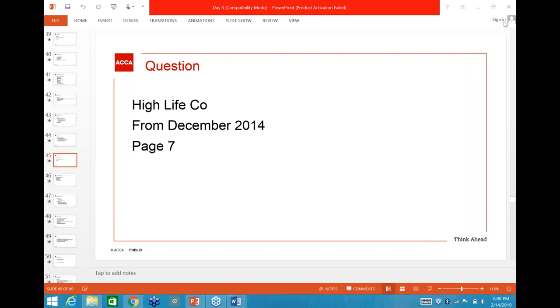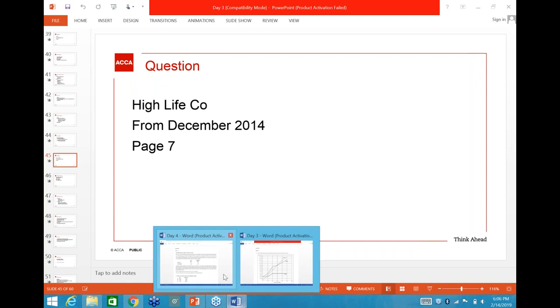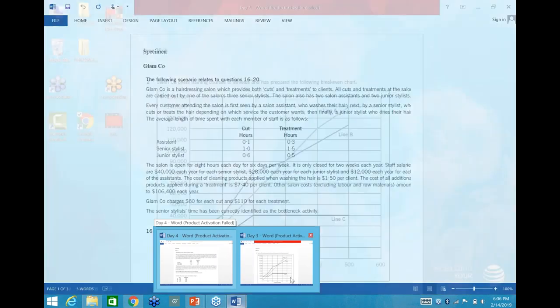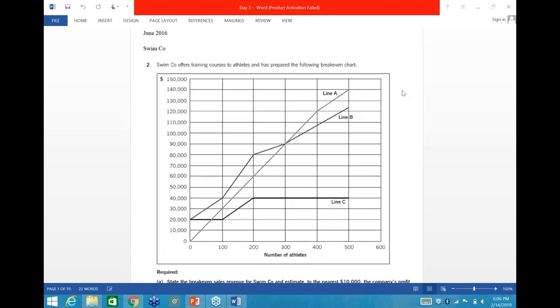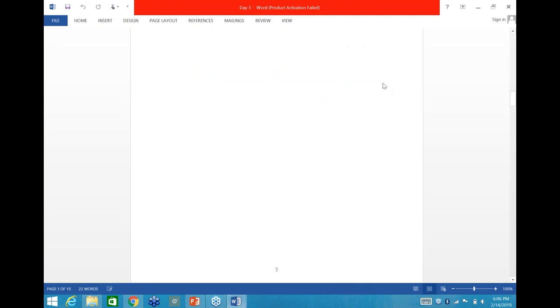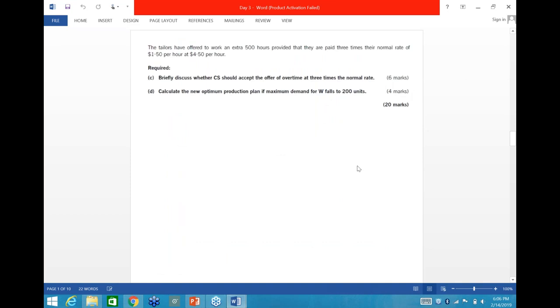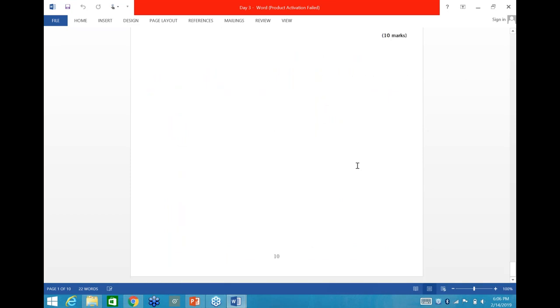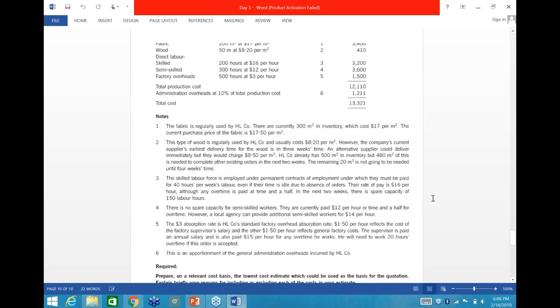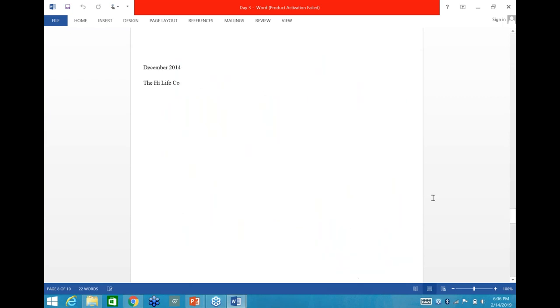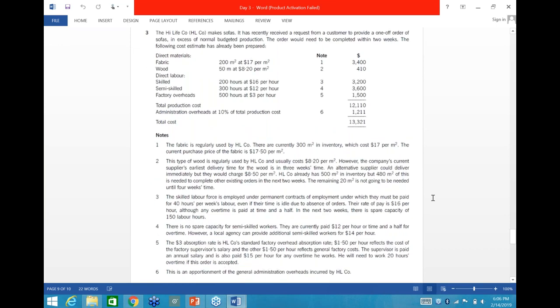Can you go to page number 7 on the PDF? There you are. From December 2014. So I can probably do this over here as well.